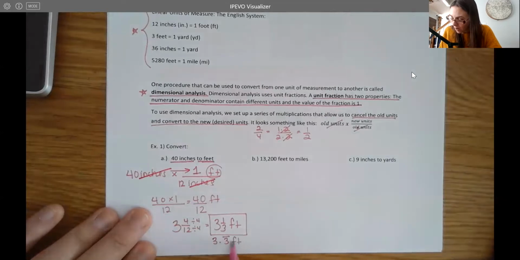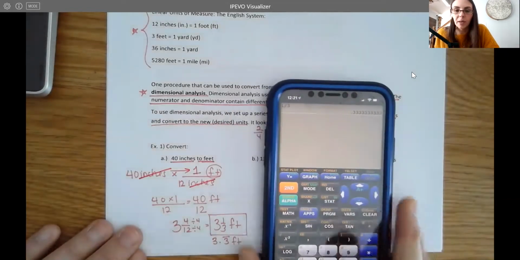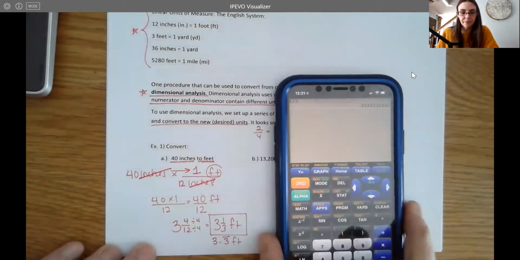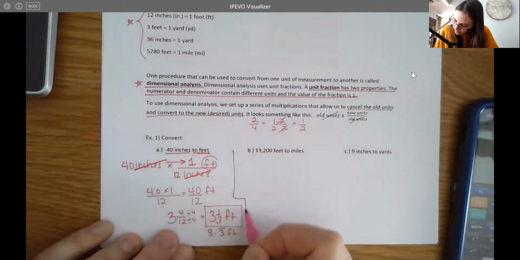Or in decimal form, your book is writing it like this. We can put that little bar over the top because if you divide 1/3, you see that that 3 is repeating. So we use a little bar to show when some value repeats. All right, let's do another one.